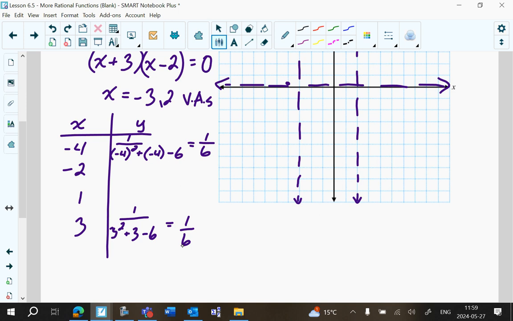So I get 1 over -2 squared plus -2 minus 6. And that's going to give me a negative. So 4 minus 2, -6, so -1/4, I believe. And then this one is going to be the same. It's going to work out to -1/4. So at -2, I have -1/4. At +1, I have -1/4.